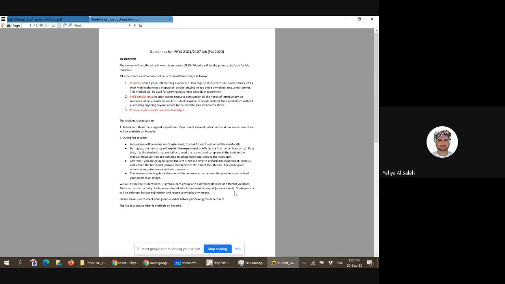Okay. The answer sheet is a Word file. You can print it, or you can just simply type directly into it, which is easier for you. Students are divided into 10 different groups, each with a different data set. I will show you where to find your name in a minute, so you know which data group to use.